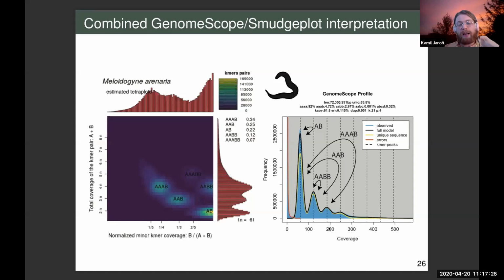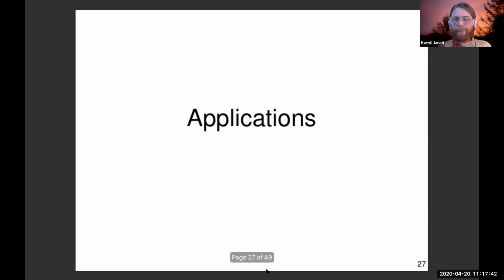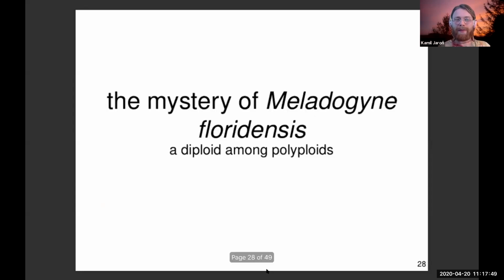Yeah, I forgot to say that these marginal histograms on the sides are just sums of rows and columns. So basically, this is a distribution of the minor Kmer coverage, and this is a distribution of total coverage of the Kmer pair. So, all right, this is the idea. Now I will show you a few applications.